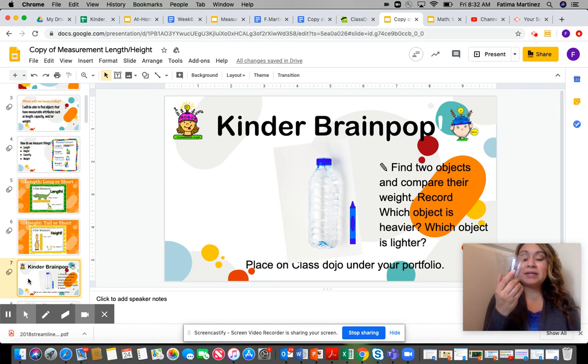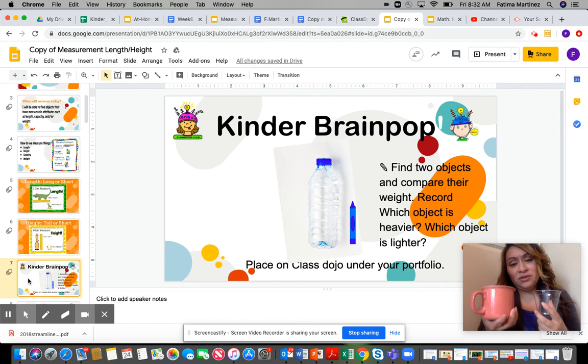If I have this plastic cup, it is pretty light. It's not heavy at all. But if I have this coffee mug to drink coffee, it is heavier. You can even hear it, it's heavier. So if this was me, I would say, oh, the coffee mug is heavier than the plastic cup. Okay, so that's what you're going to do today.